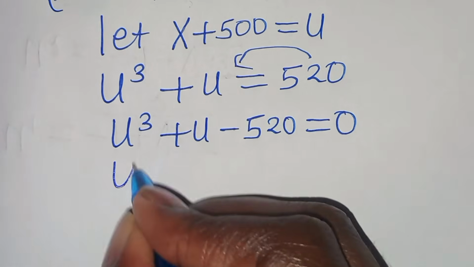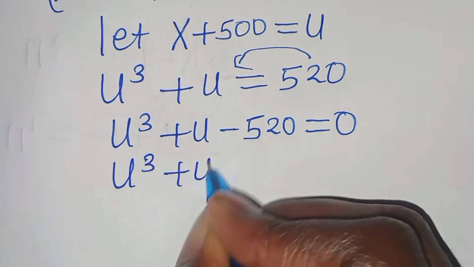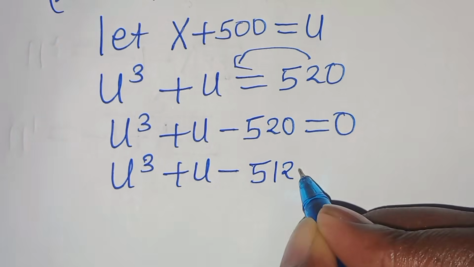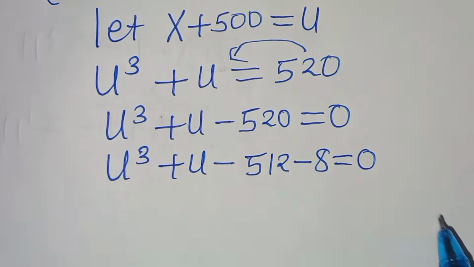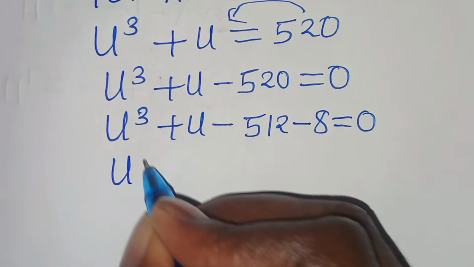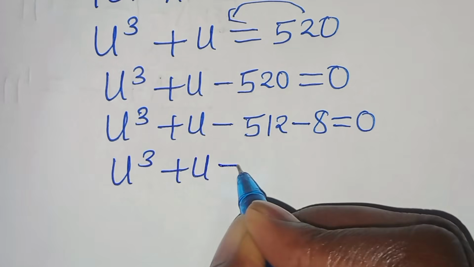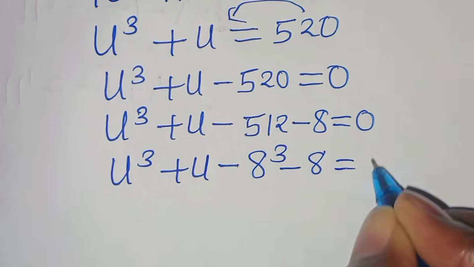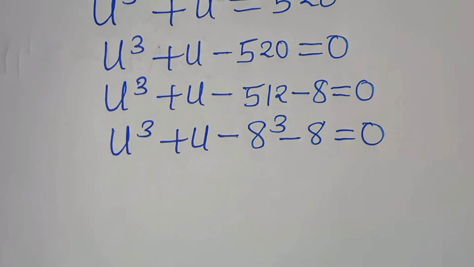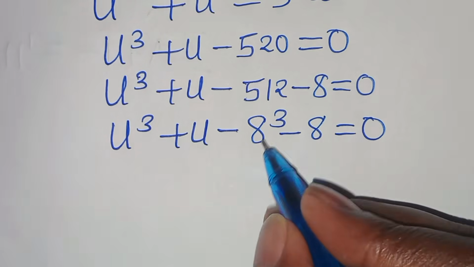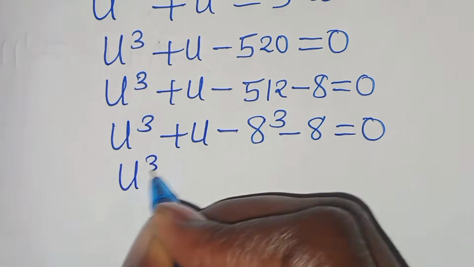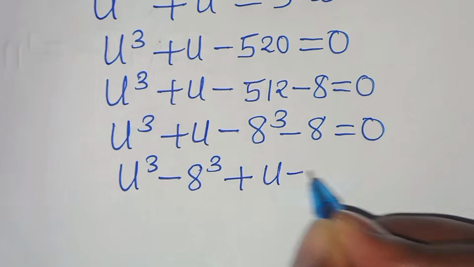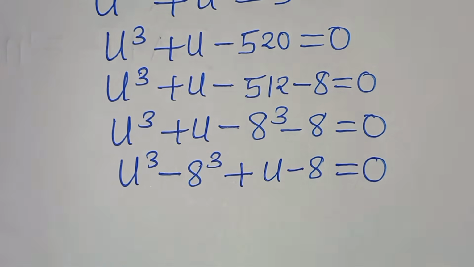So this is to mean we have u^3 + u - 520, this is minus 512, subtract 8, equal to 0. So this is u^3 + u - 512 - 8, this is 8^3 then minus 8, equal to 0. Now we have u^3 here and 8^3. So this is u^3 - 8^3, then plus u minus 8, equal to 0.